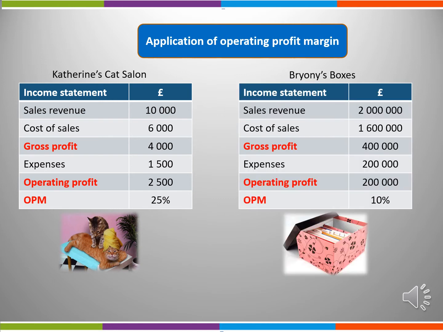Bryony's Boxes operates in the mass market with a low profit margin per unit. Despite having a much larger sales revenue of £2 million, its operating profit margin is only 10%. So even though its operating profit is significantly higher, its operating profit margin is lower.